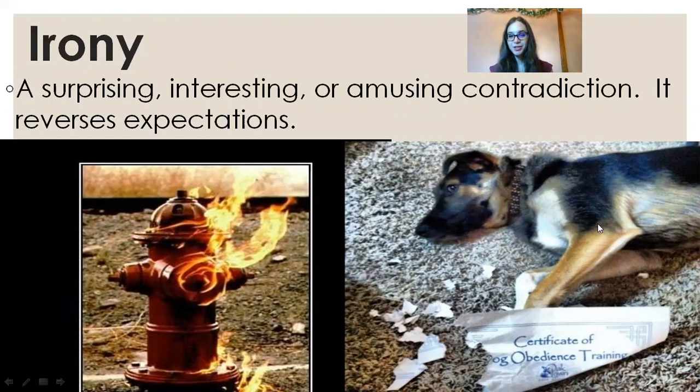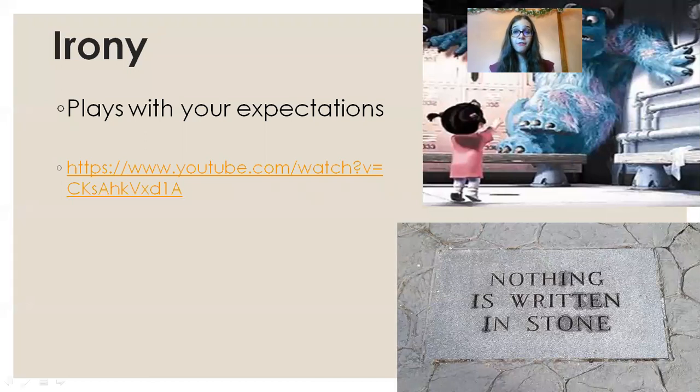This picture is a dog, and there's a chewed up certificate of obedience for dog training. So this is ironic because you'd expect the dog who went through and mastered obedience school to be well behaved, but he's chewed up that certificate. So there are a few different kinds of irony. It plays with your expectations. That is another way to understand this.